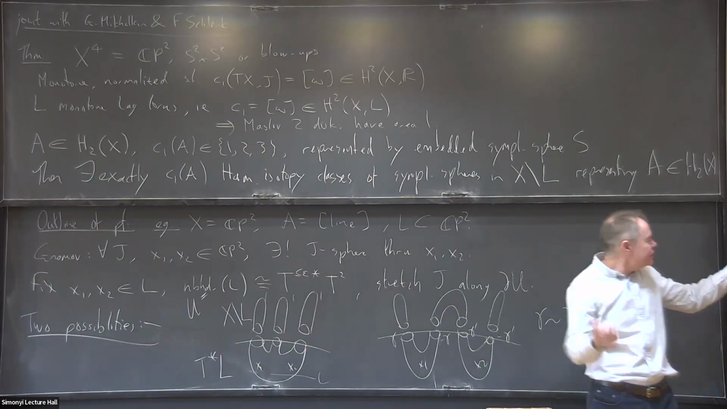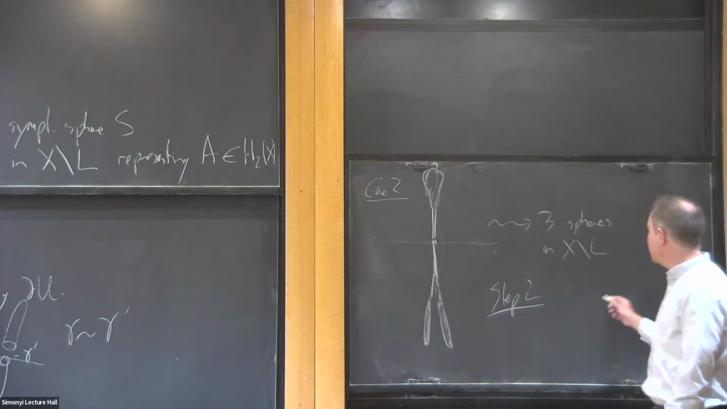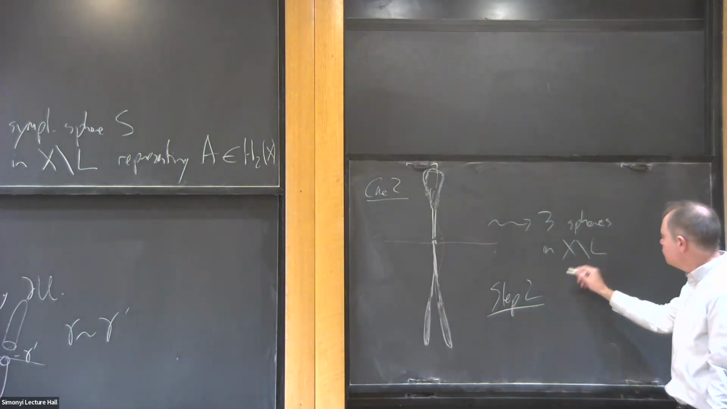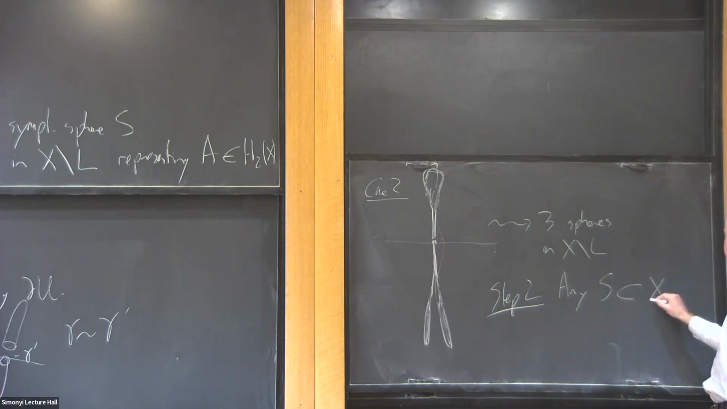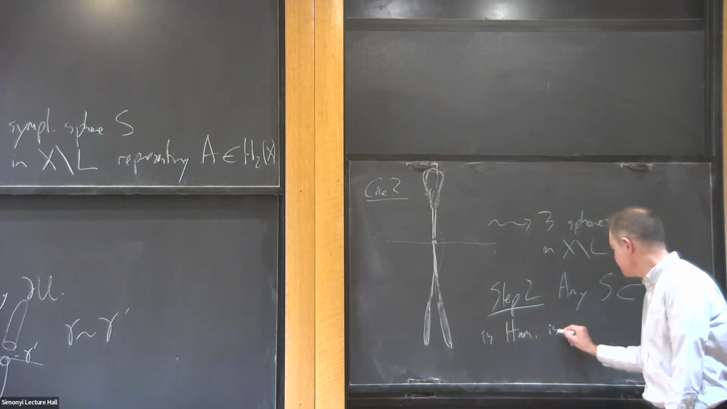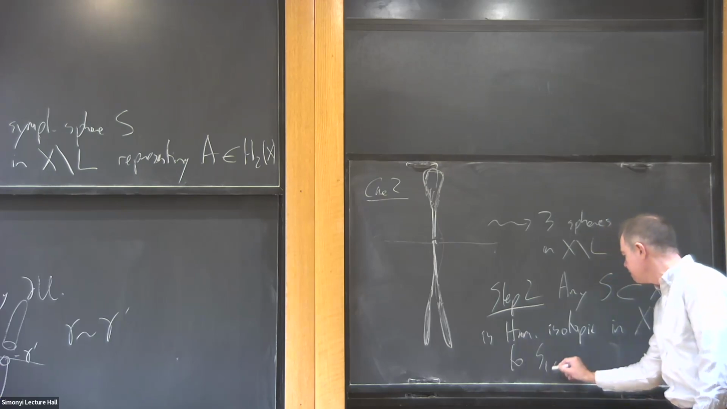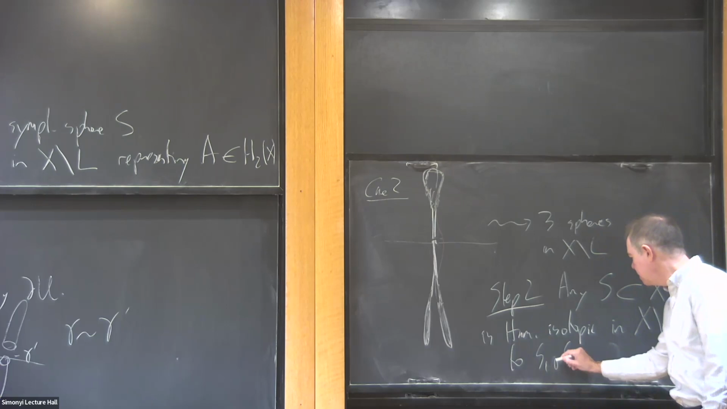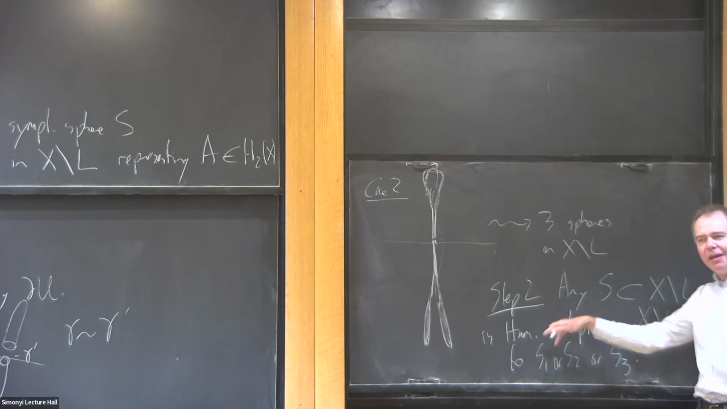In other words, I want to say if I just take a random, all right, so step two. I want to show that any symplectic sphere in the complement of the Lagrangian is Hamiltonian isotopic, again with compact support in here, to one of the three that we have. These are in different homology classes, so you can't be isotopic to more than one.